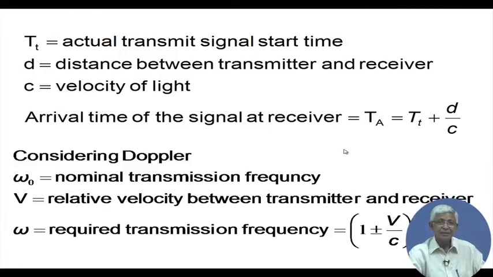Now similarly in the frequency domain, considering there is a Doppler, since the receiver might be moving or the transmitter might be moving, omega 0 is the nominal transmission frequency and v is the relative velocity between the transmitter and receiver. In that case, the transmission frequency that is pre-corrected is 1 plus minus v by c. The plus minus stands for whether the velocity is towards the transmitter or away from the transmitter. v by c is the Doppler, times omega naught.